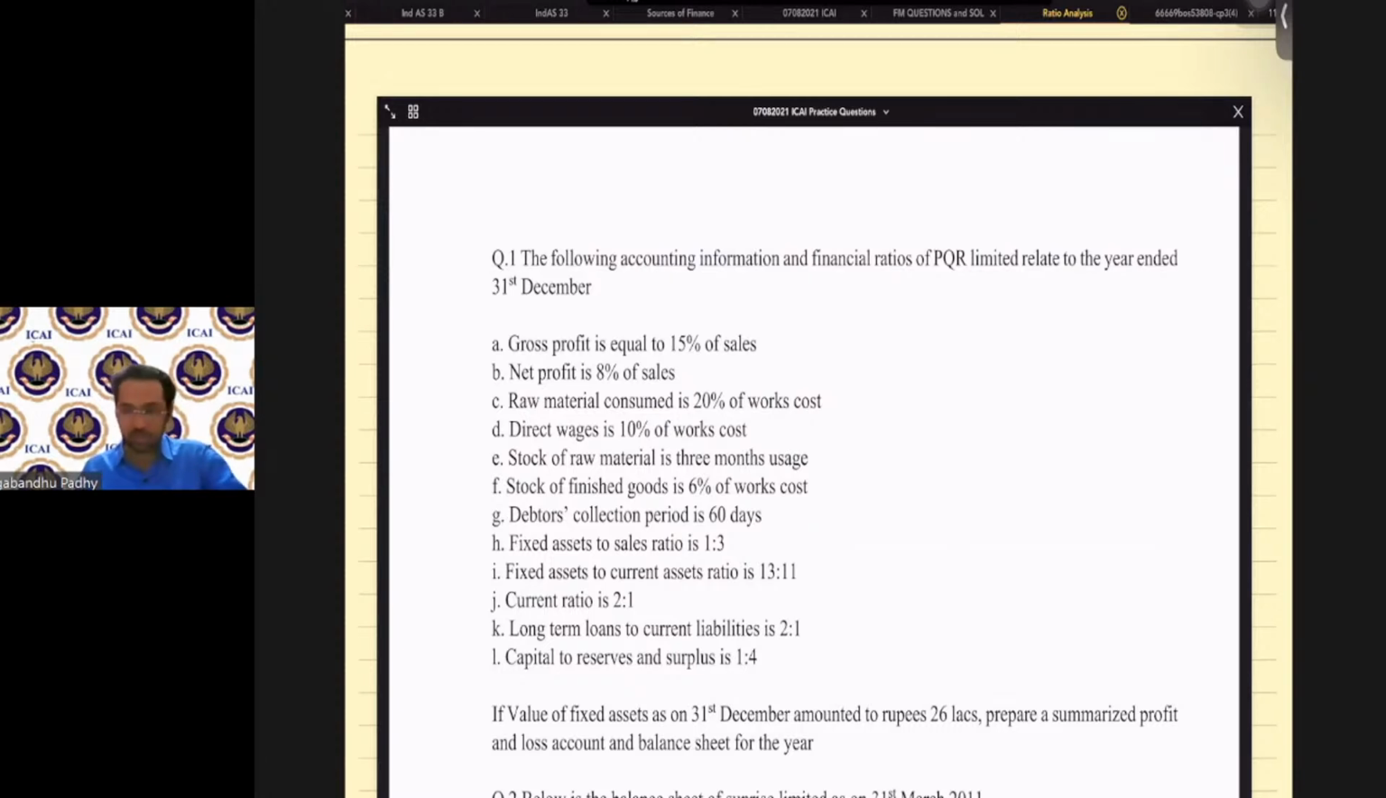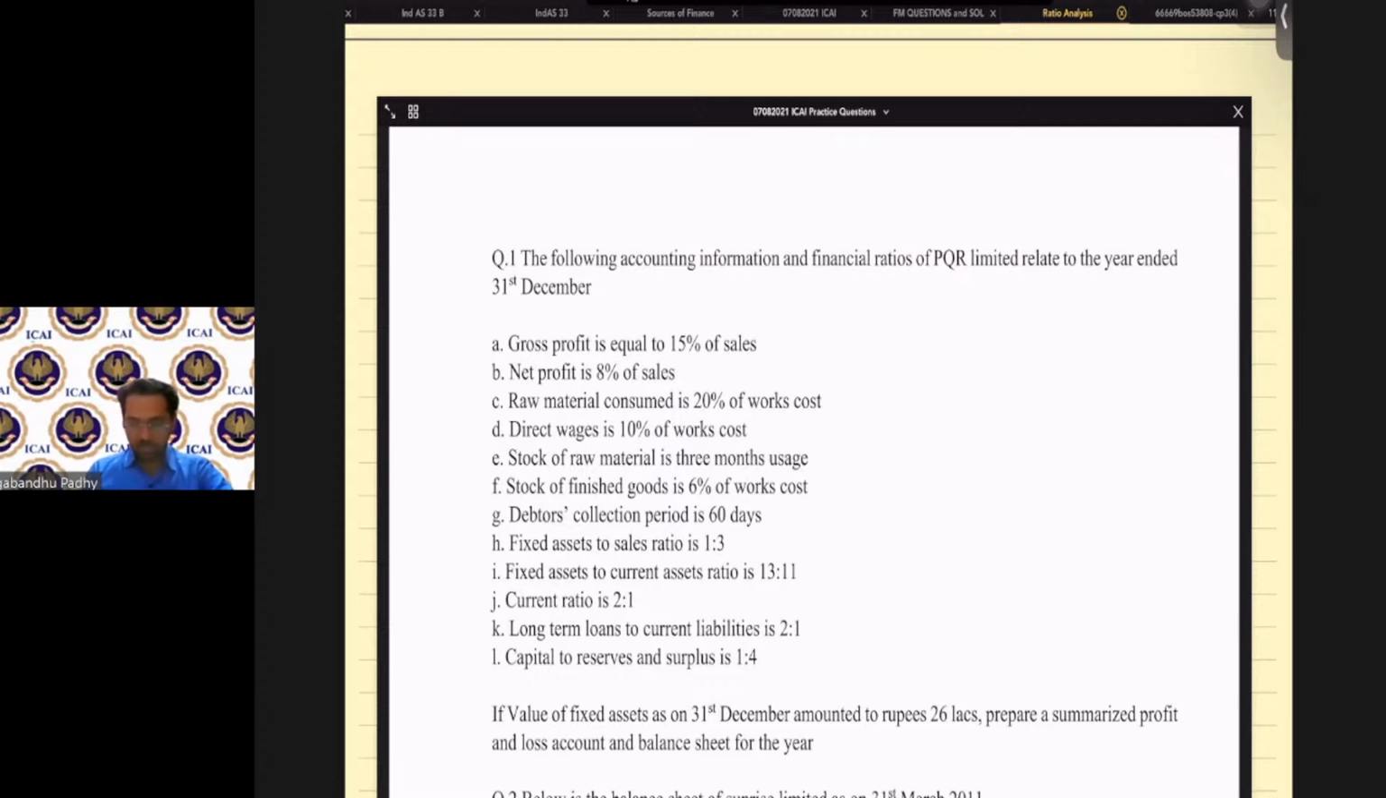So the question says, the following accounting and financial information of PQR Limited relate to the year ended 31st December. Gross profit equal to 15% of sales. Net profit is 8% of sales. Raw material consumed is 20% of the works cost. Direct wages is 10% of works cost. Stock of raw material is 3 months usage. Stock of finished goods is 6% of works cost.